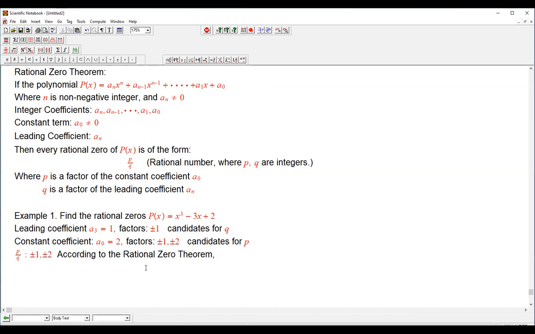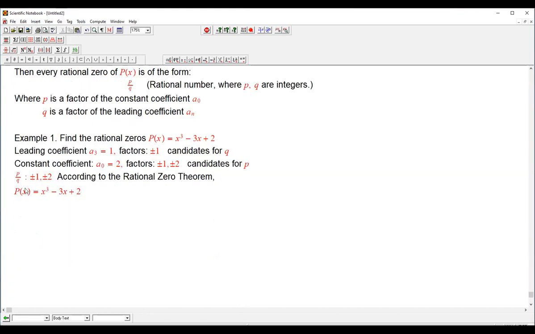We're going to test them. We're going to plug in all of these numbers: P of negative 1, P of positive 1, P of negative 2, and P of positive 2. Okay, so let's roll up our sleeves and do this operation.